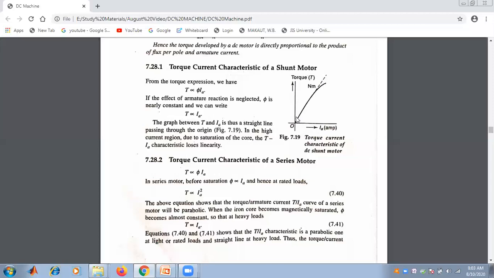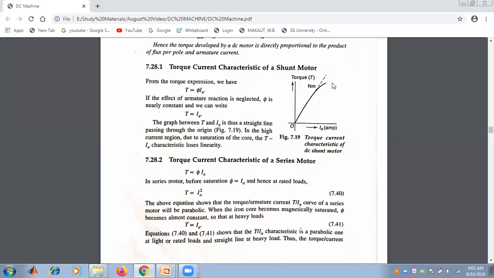For the higher value of the current region, as the core becomes saturated, the T versus Ia characteristics lose linearity, as seen in this figure.